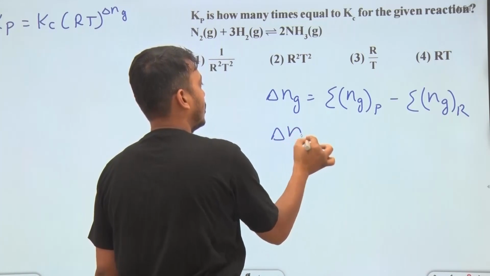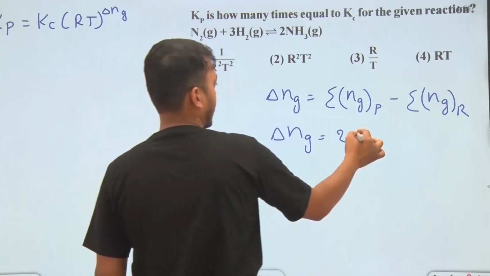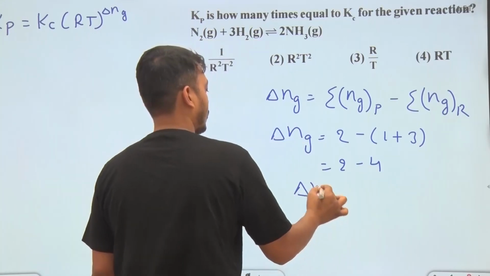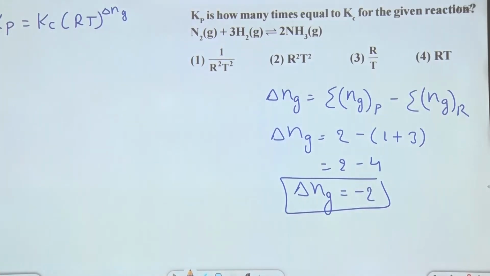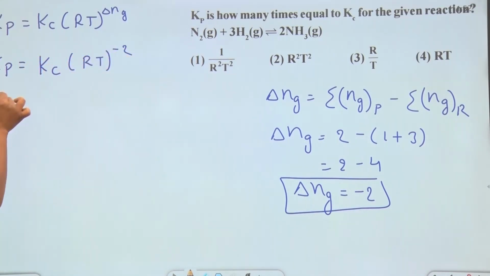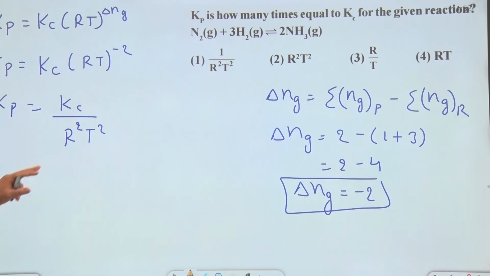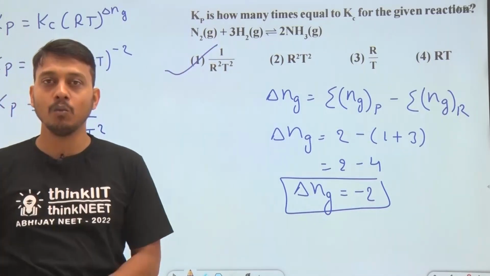Now put the values here. The product is ammonia, its stoichiometry is 2, while for the reactants the stoichiometry is 1 plus 3. So it is 2 minus 4. So the value of delta Ng is equal to minus 2. Now put the value here. Kp equals Kc (RT) to the power minus 2. So Kp equals Kc upon R square T square. So basically Kp is 1 upon R square T square times Kc, which is given in option number 1.